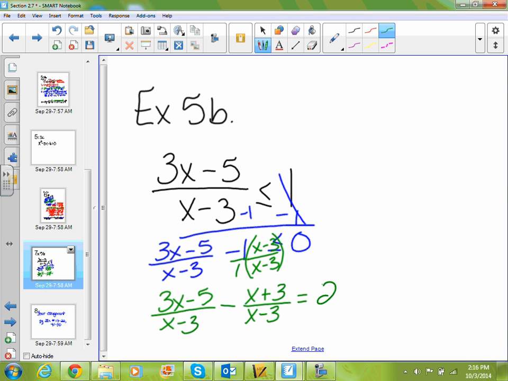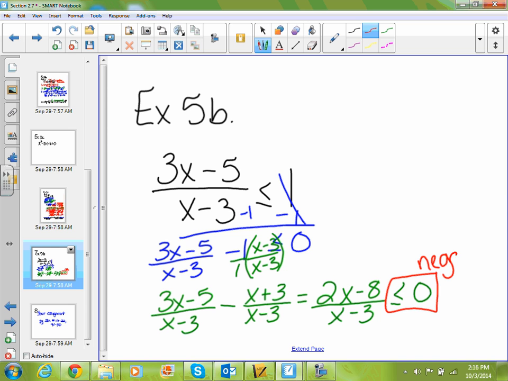So then if we simplify that, then we actually just do our subtraction. 3x minus x gives me 2x. Negative 5 minus 3 gives me negative 8 over x minus 3. And that all has to be less than or equal to 0. So that tells me that I'm looking for negatives.